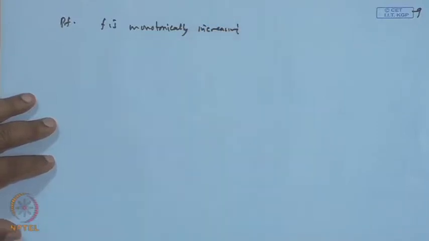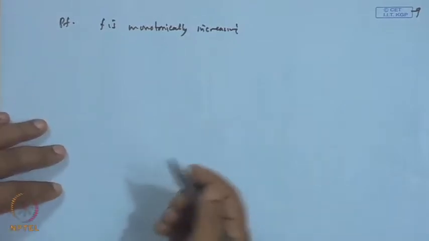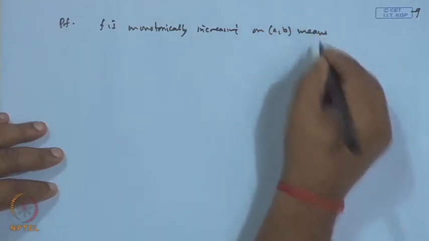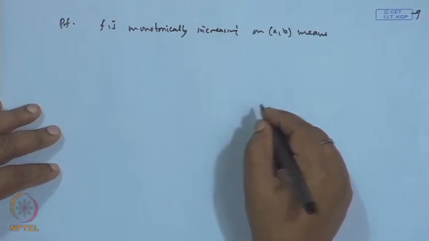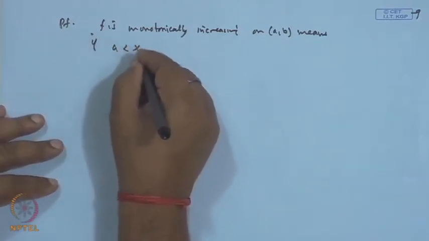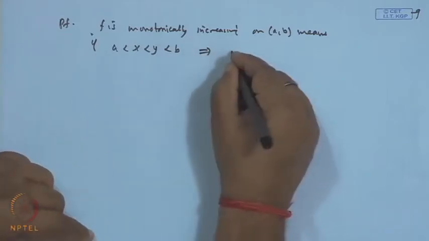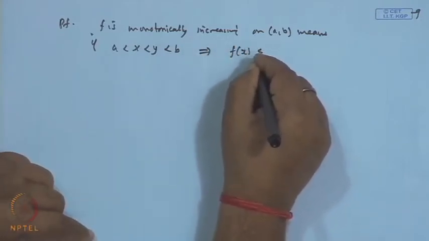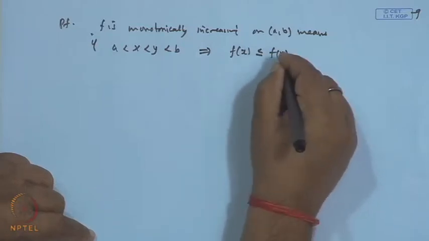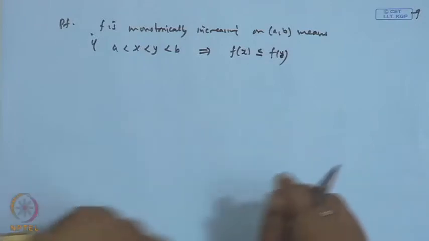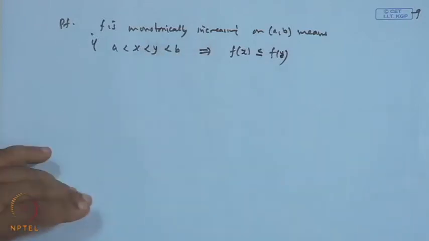It means what? That is, if x and y are two points, and if x is less than y, then the corresponding image that is increasing on the interval (a, b) means that if a is less than x, less than y, less than b, implies that f of x is less than or equal to f of y. If we say it is strictly increasing, then the sign strictly will follow, otherwise not. Similarly, for a decreasing function, the order reverses.